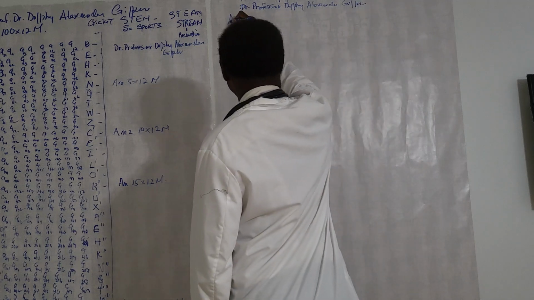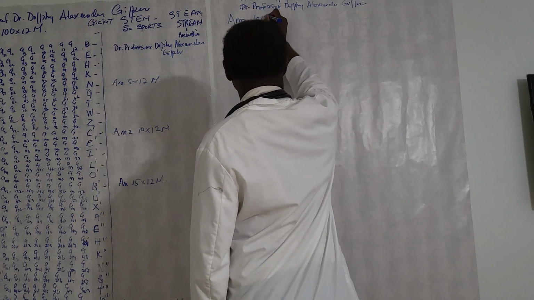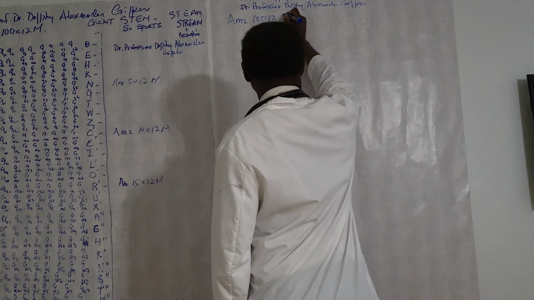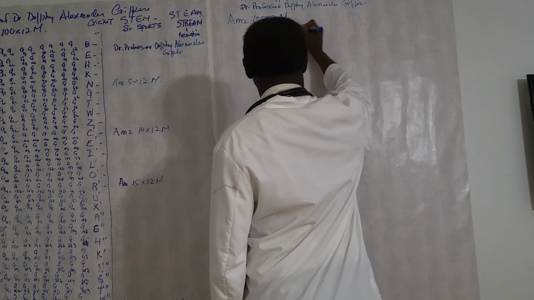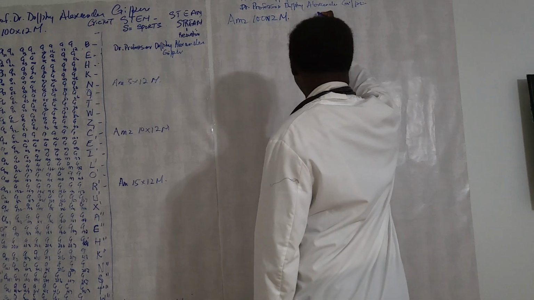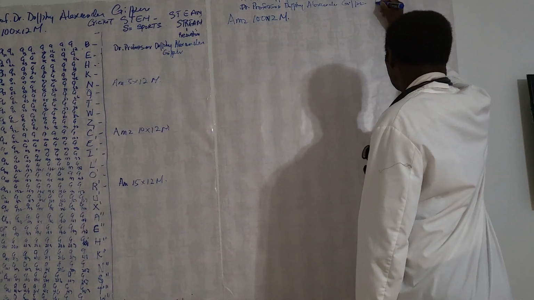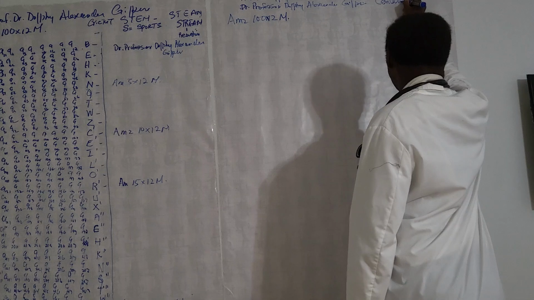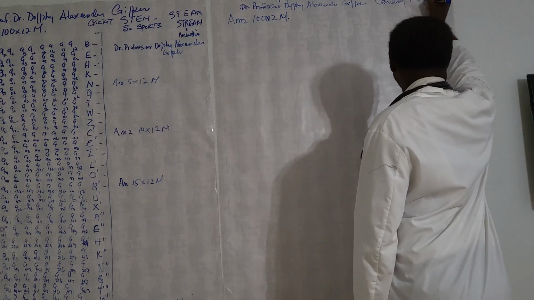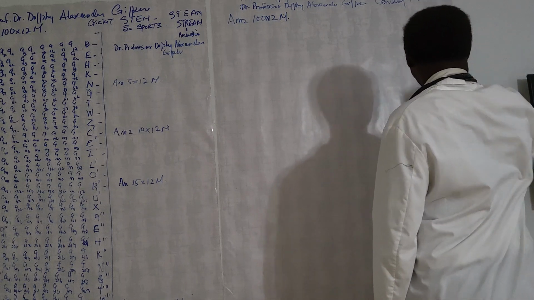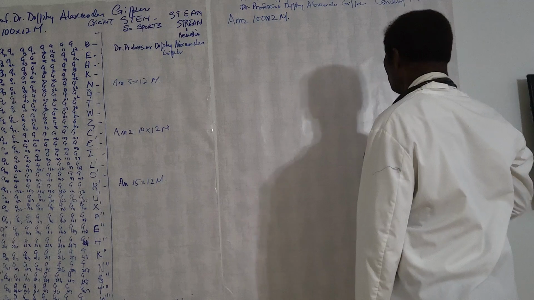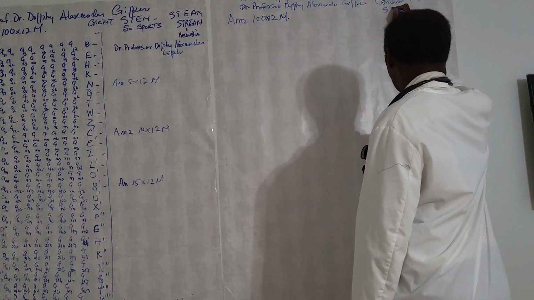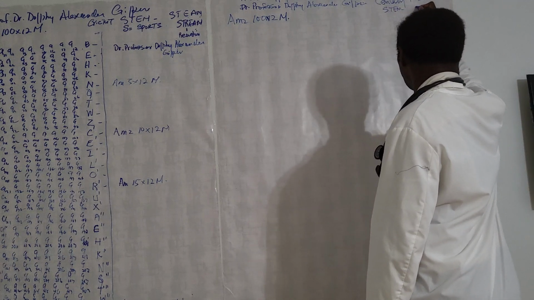We have here now the amazing 100 by 12 matrix. And we call this one the century matrix. Century as in the game of cricket. Amazing century matrix, 100 by 12. And we have stem to stream.